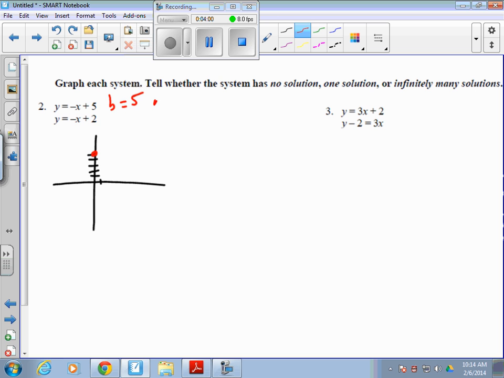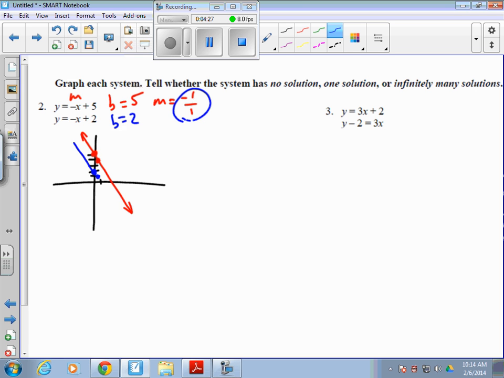Your slope value, your m, is negative 1. Remember, that's over 1. That tells you to go down 1 and to the right 1. So your equation sketched will look very similar to that. The other equation, y equals mx plus b, your b value is 2. So you begin this one at 2. Your slope value, again, is negative 1 over 1. So that tells you to go down 1 and over 1.